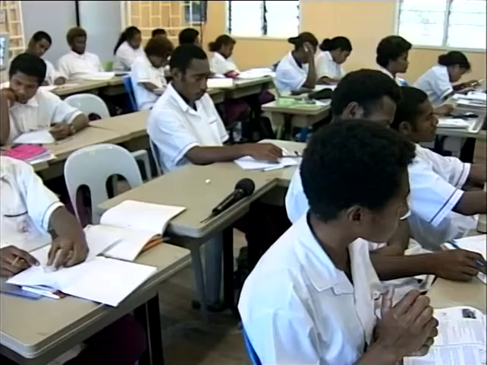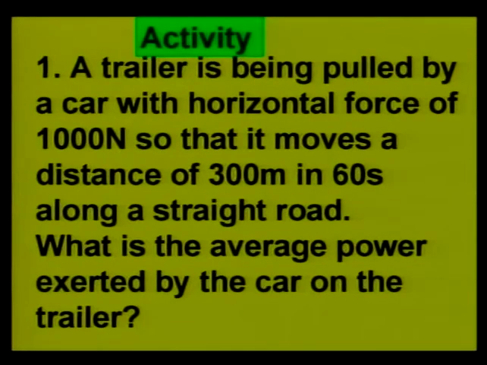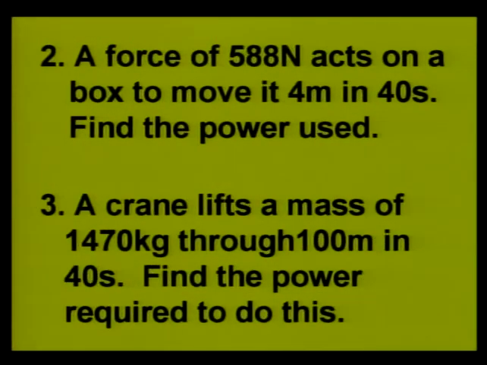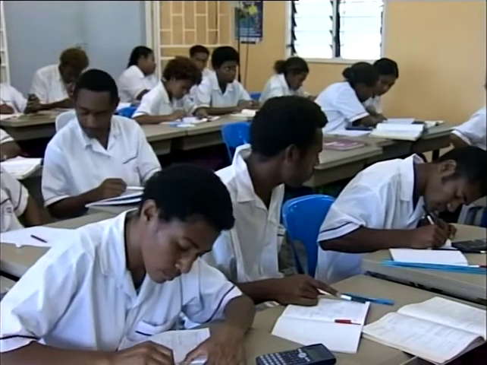Okay, let me see a show of hands for those students who have this answer. Okay, that is correct. If you have 5,000 joules per second or watts, that is correct. We'll have question number 2 now, and I will now ask the next student to go. All right, you have it.